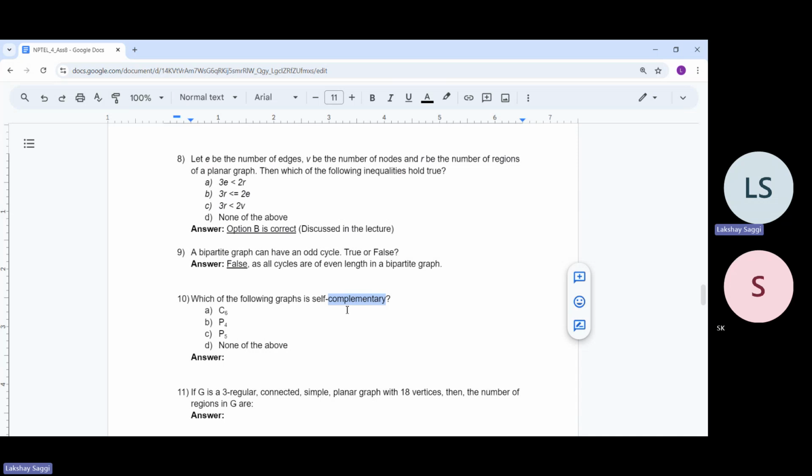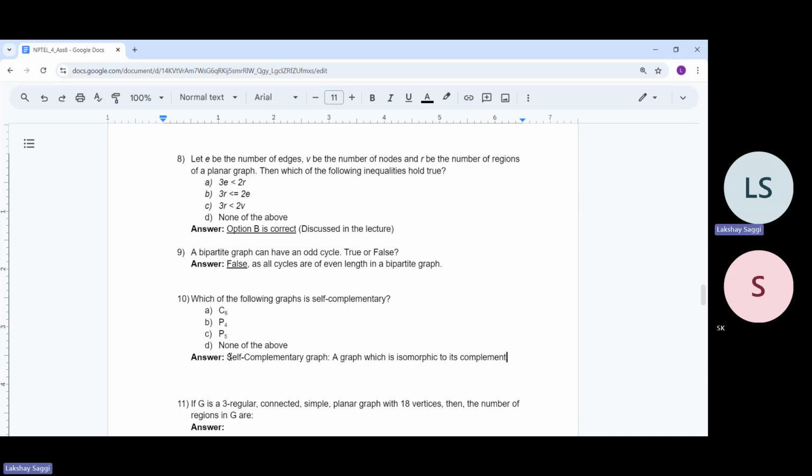So complementary graph we know, and a self-complementary graph is nothing but a graph which is a complement of itself. So maybe I should just write it down. Self-complementary graph. And what do we mean by this? A graph which is isomorphic to its complement. Note that a very vague definition would be a graph which is complement of itself is a self-complementary graph.